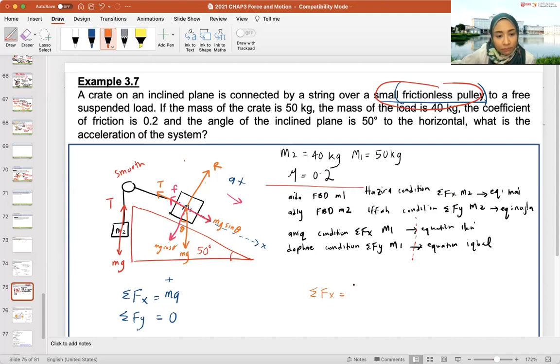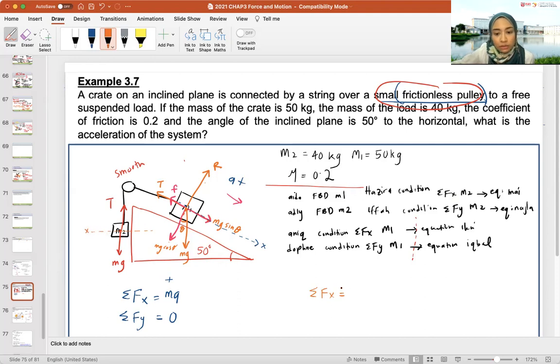And then Hazira, what is the condition for net in the FX for M2? Fx equals to 0. So where is your axis untuk mass 2? Untuk X dia. X axis untuk mass 2 dekat mana? Dekat center of the box. Okay, kat center. Tapi dia ke atas ke kanan ke kiri ke? Ke kanan. So macam ni. Macam tu. Tu axis awak.